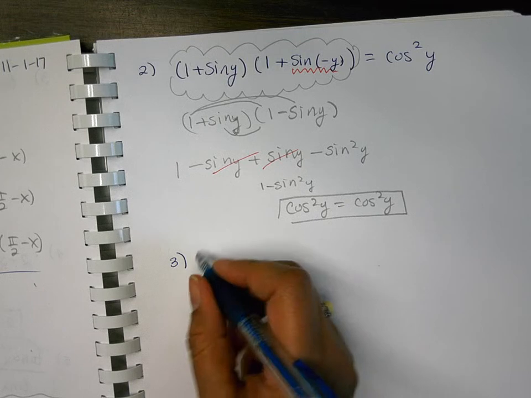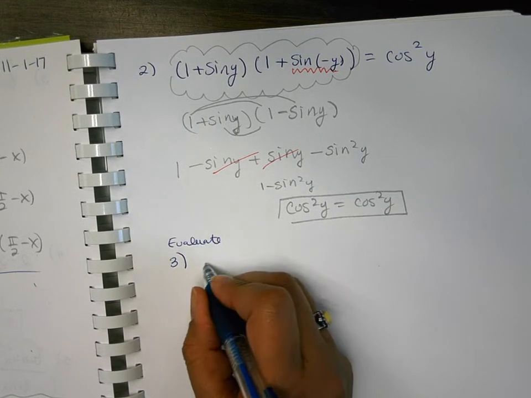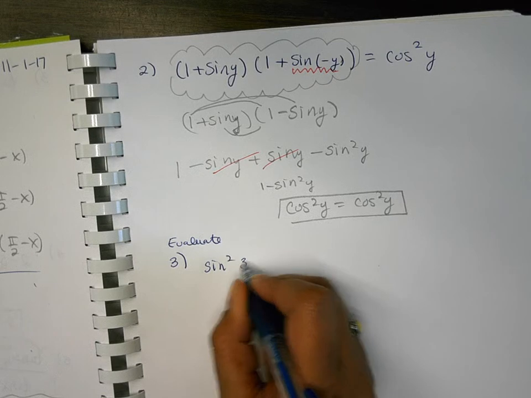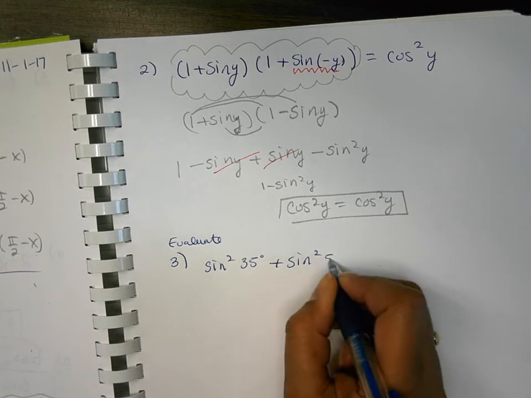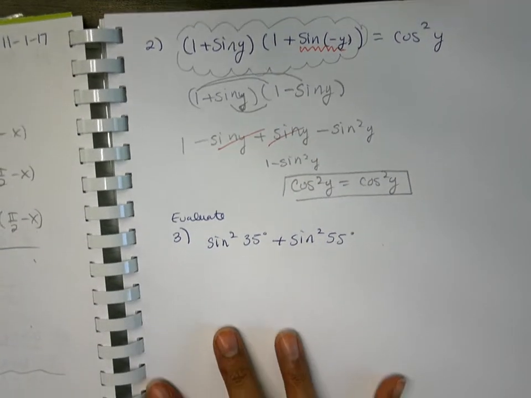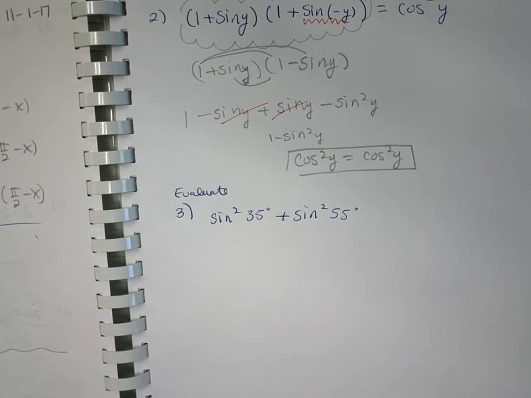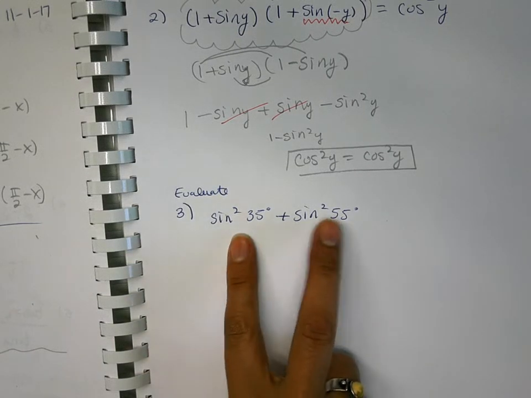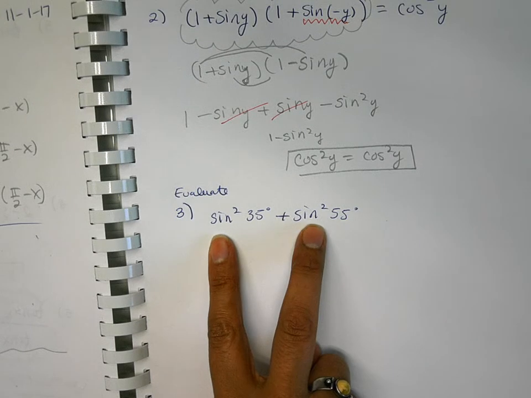This isn't an evaluate. This is not a verify. Sine squared 35 degrees plus sine squared 55 degrees. Is this one of our identities? No, not quite. There are 2 things that are wrong. Can anybody tell me the 2 things that are wrong? The degrees are not the same, and these are the same, the sine and sine.